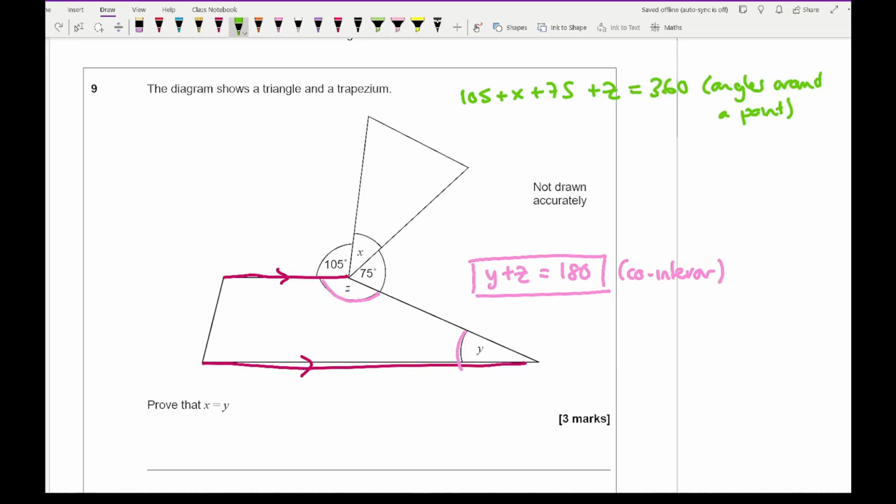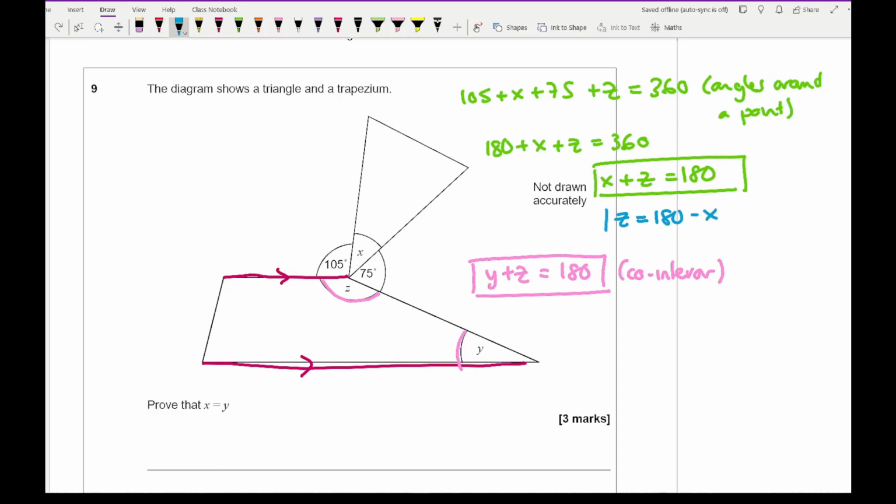So neatening all of this up, I get 105 plus 70, which is 180. So I've got 180 plus x plus z equals 360. So x plus z equals 180. So then if I do a bit of substitution, if I rearrange this to make z the subject, z equals 180 minus x.